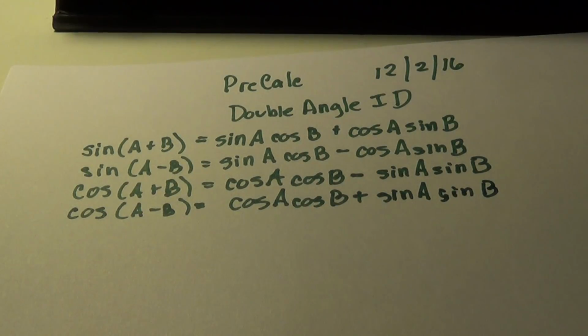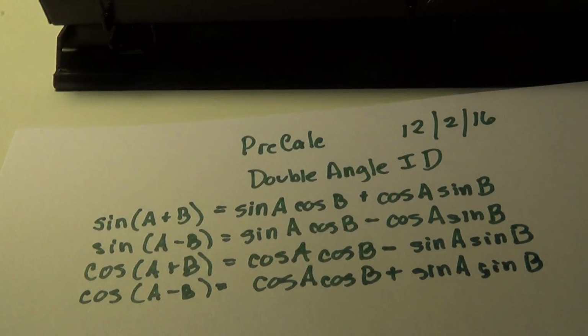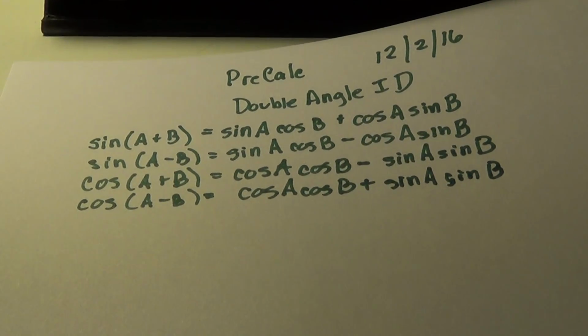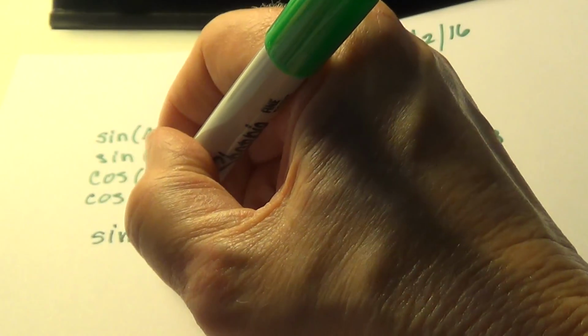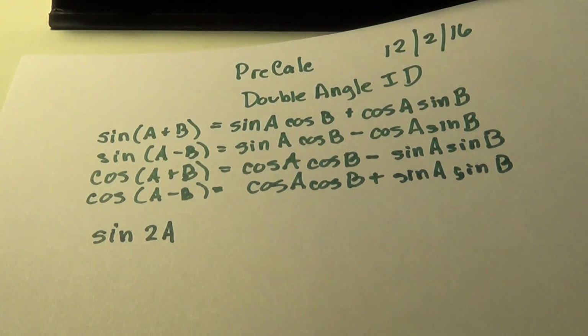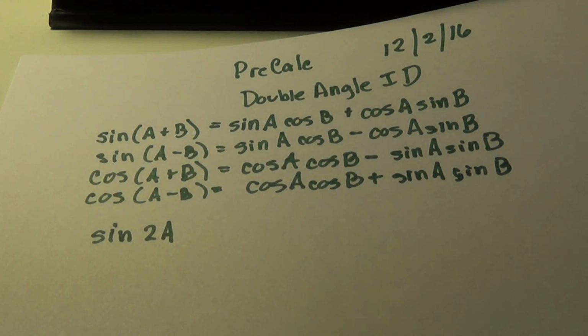Alright, so there are our trig IDs that will help us come up with a double angle. So a double angle is, I'm sure you are wondering, what is the sine of 2A? And if you continue on in math, you will use this. We used it in calculus today, so it just pops up here and there. So what is the sine of twice an angle?